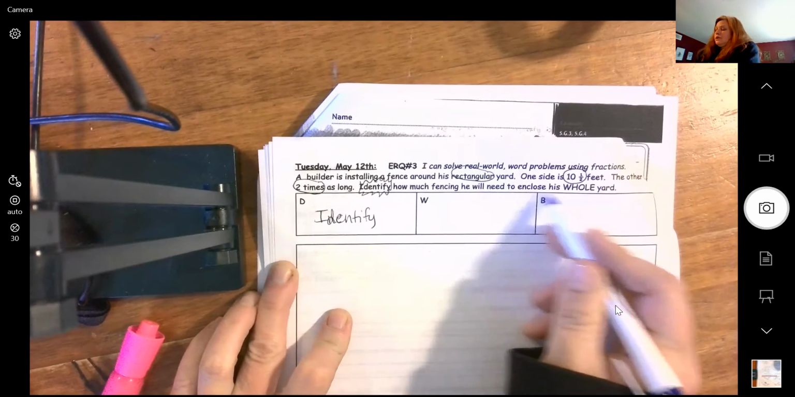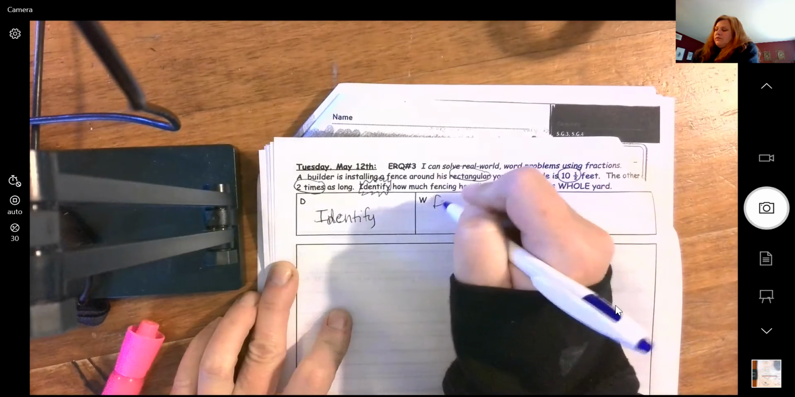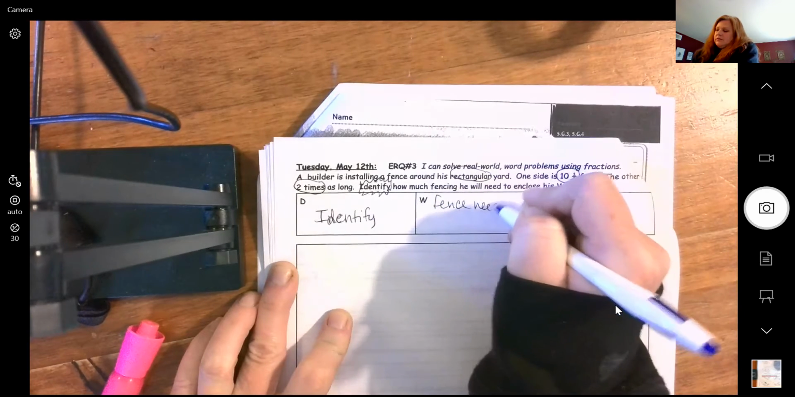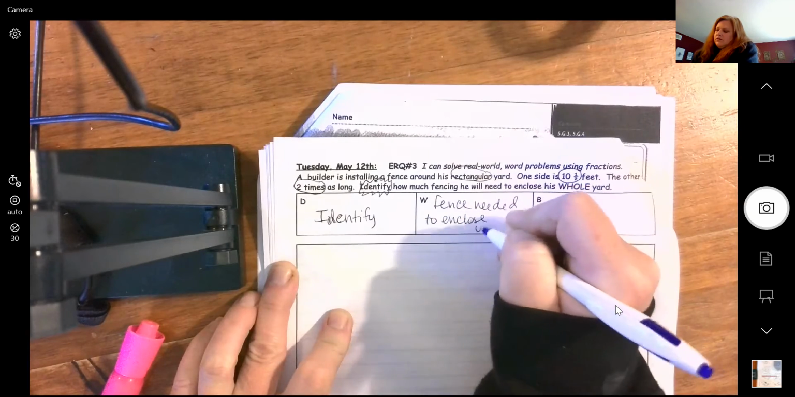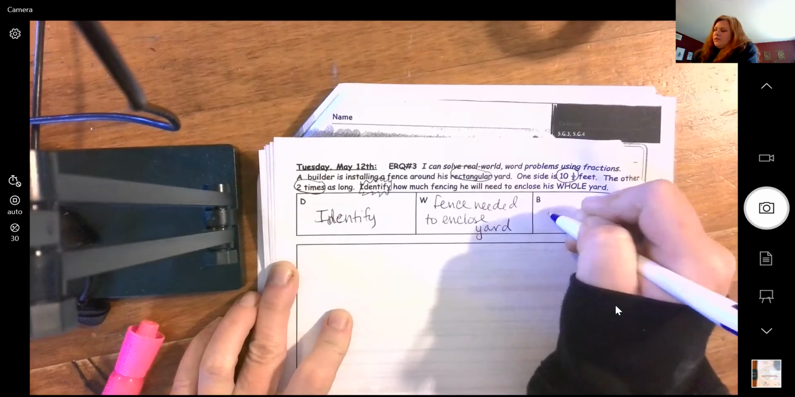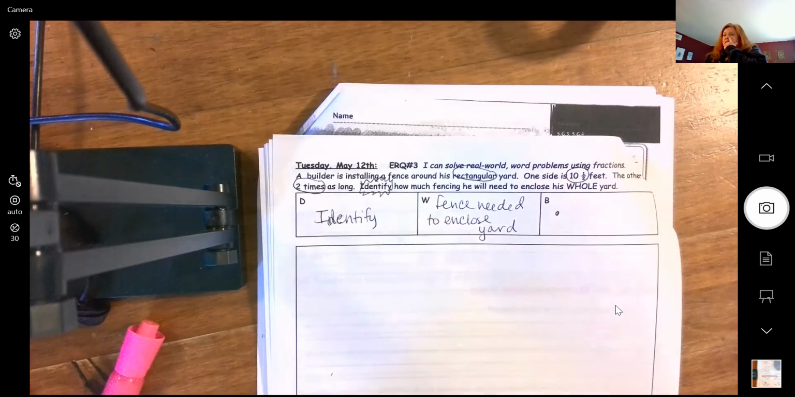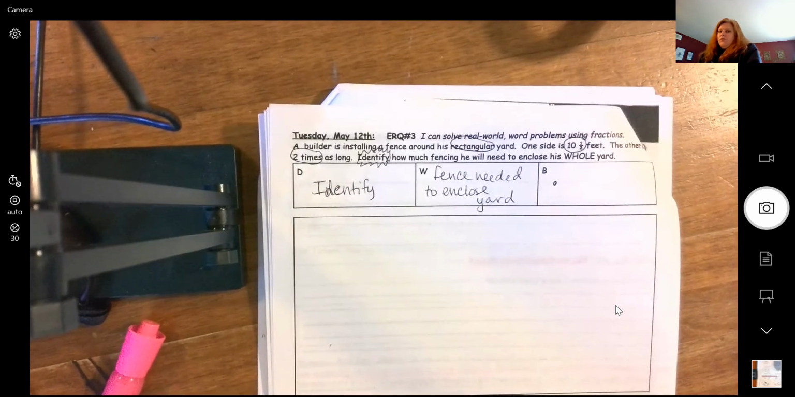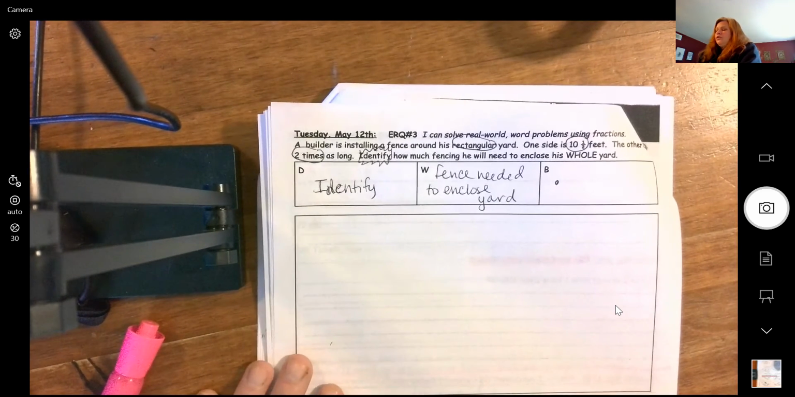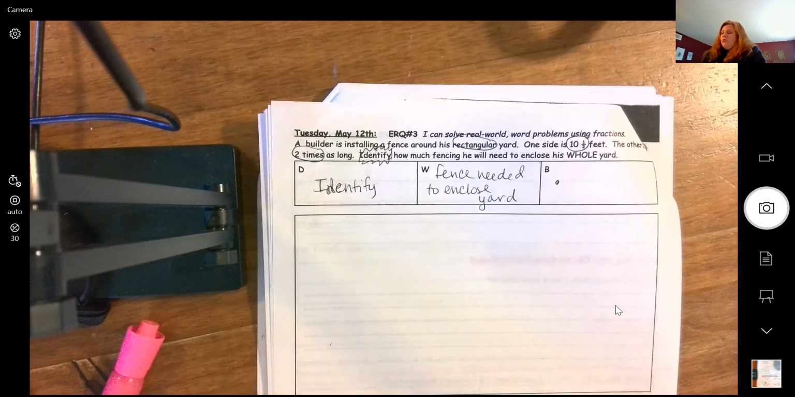The fence he will need to enclose the yard. Now this one's only going to have one sentence, so you might need to add some details in there to make sure you get your 15 words. All right, so first off, the strategy we're going to use for this one is draw a model or a picture. So I want everyone to stop and draw me your rectangular yard. Think about what shape a rectangle is.